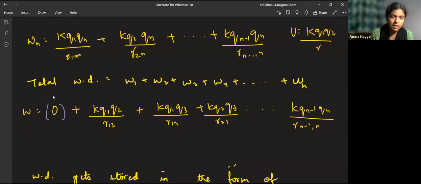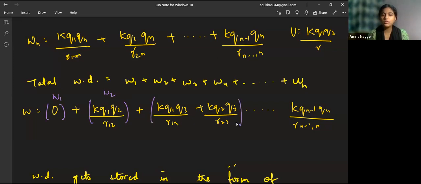When the first work done came, this is W1, no charge was present, directly 0. Then second came, second work done. 2 charges present, put it in the formula K Q1 Q2 by R. So 2 charges present, K Q1 Q2 divided by R12, their separation.